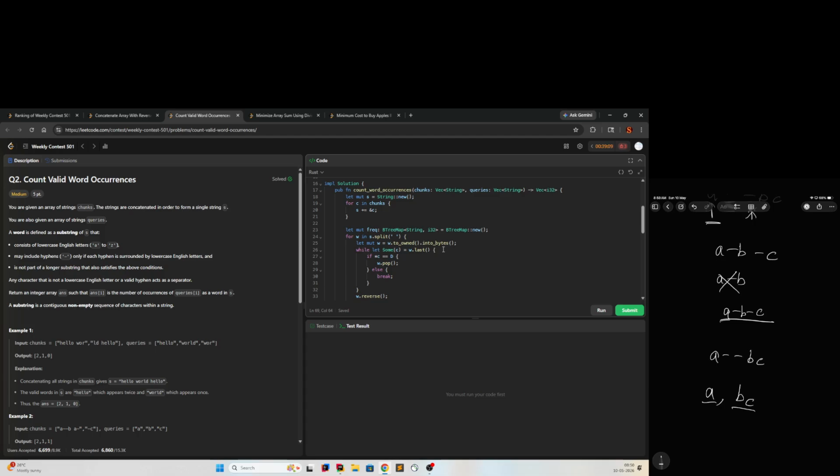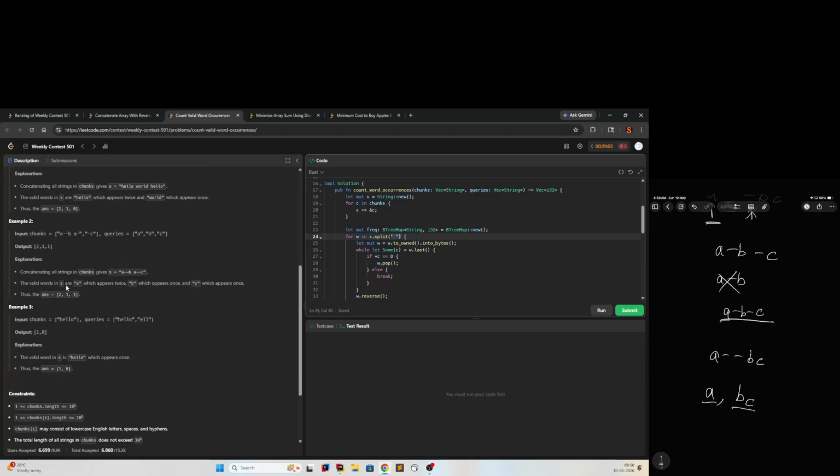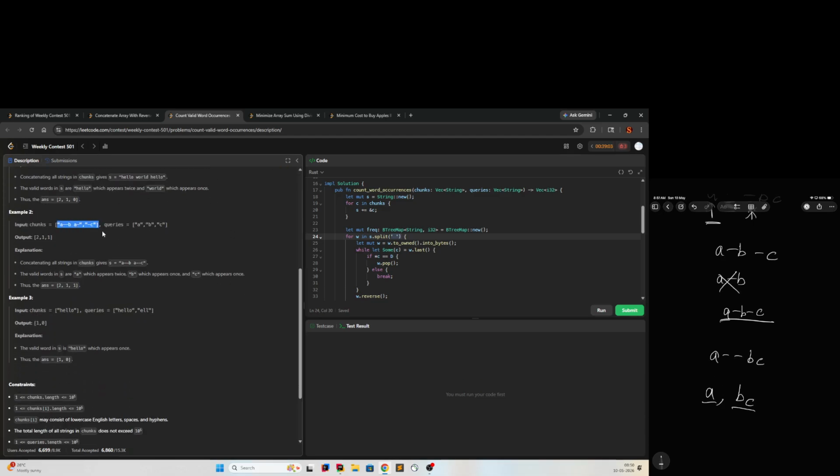So I first split the string according to spaces. So if we see this, A hyphen hyphen B, A hyphen hyphen C, this is the string S. And then if we split it space-wise, I will get two parts, A hyphen hyphen B and A hyphen hyphen C.